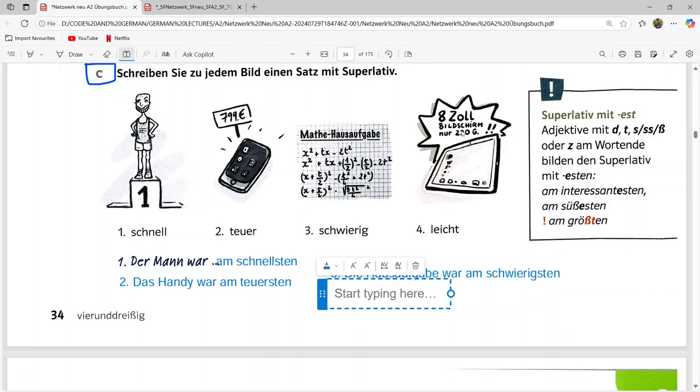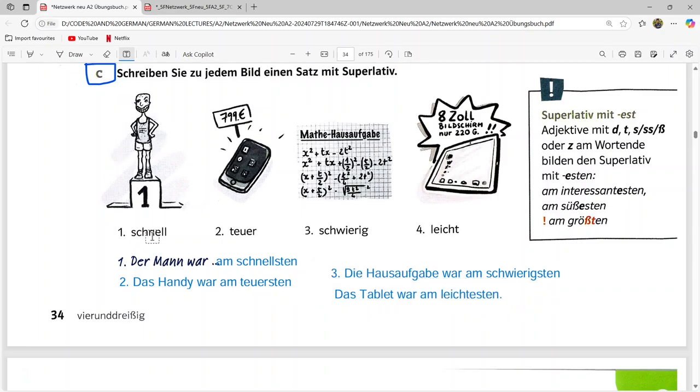Okay, so this is not a monitor, I think this is a tablet, an 8-inch tablet. So it is light. So how can I write? Das Tablet war am leichtesten. The tablet was the lightest.